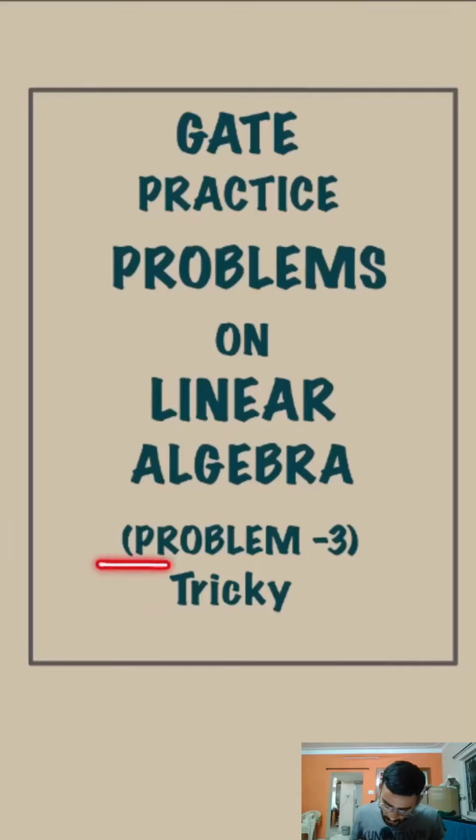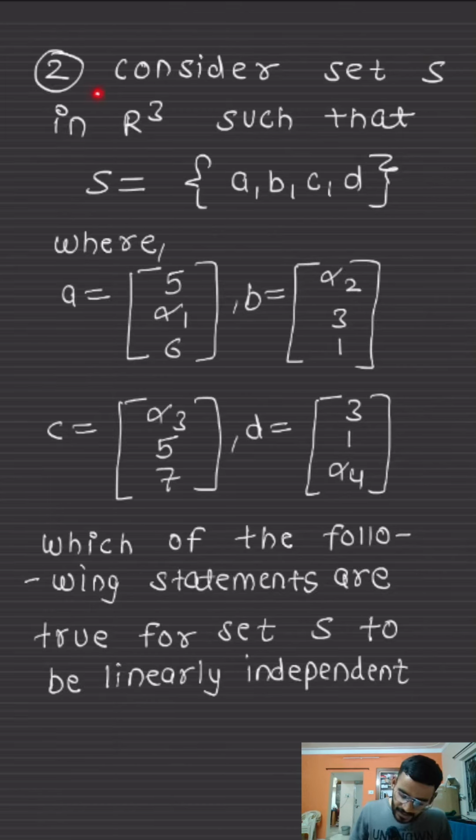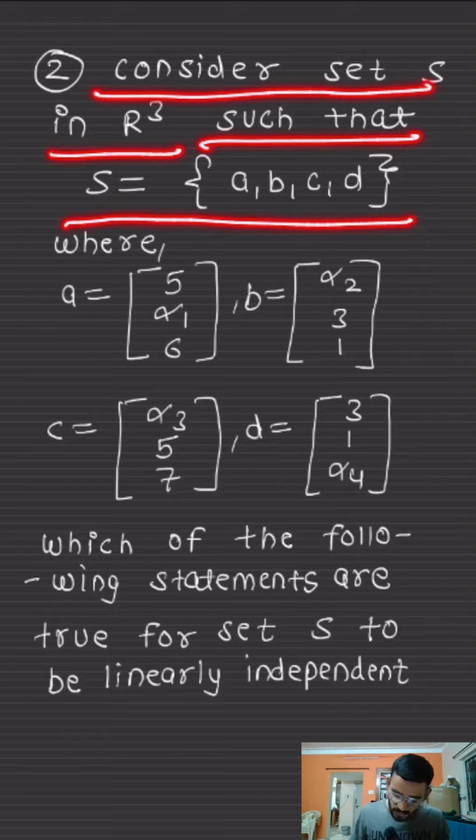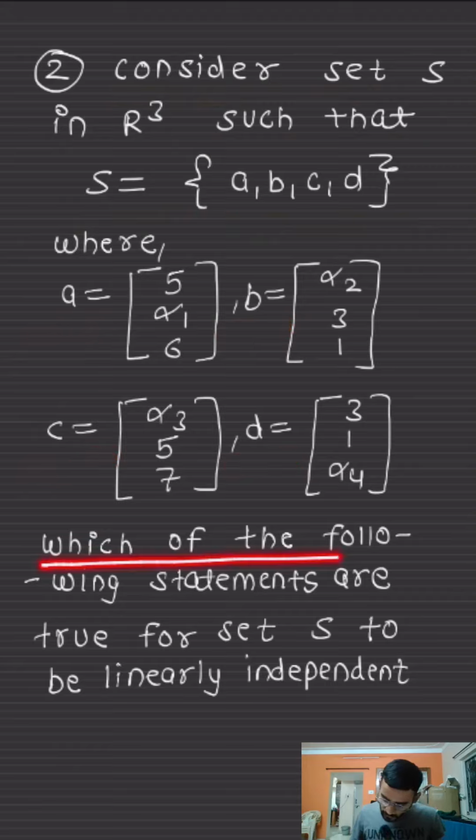This is problem number 3, which is a little tricky problem. So the problem is: consider set S in R3 such that S consists of these four vectors A, B, C and D. Which of the following statements are true for set S to be linearly independent?